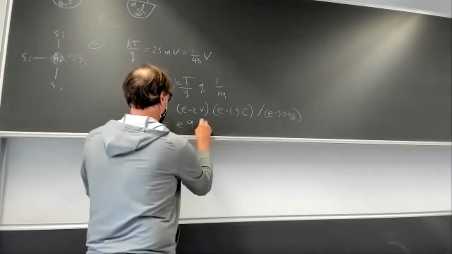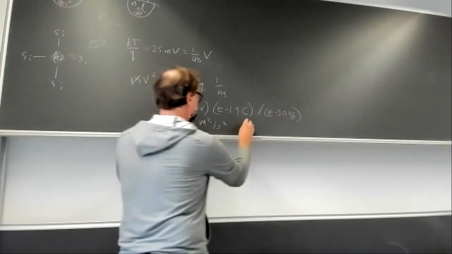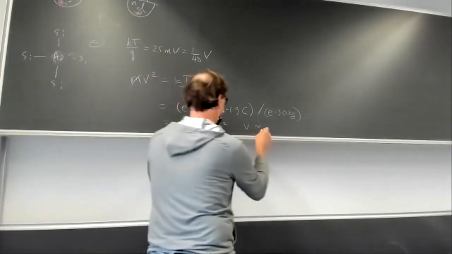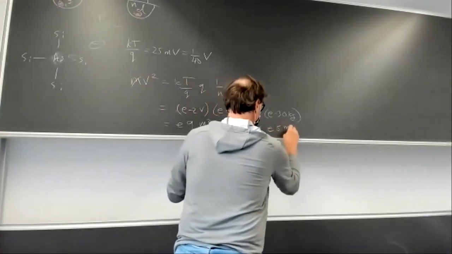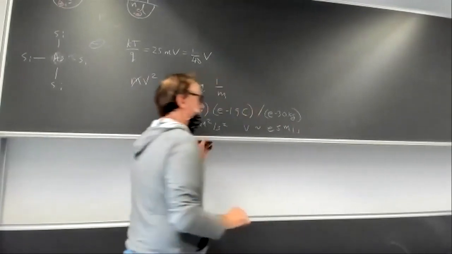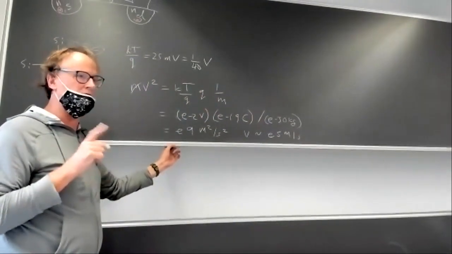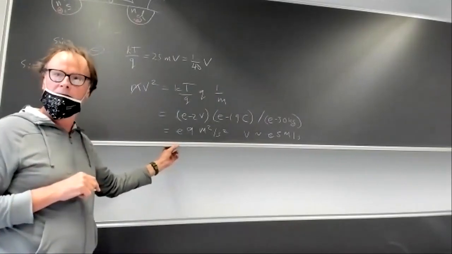E9 meters squared per second squared. Okay, so V squared, so V is approximately, let's say it's 10 to the 9 if you get it right, 10 to the 10 here. So V is about 10^5 meters per second. I know that's about right. 100,000 meters a second, 100 kilometers per second. That's how fast the particles are moving around.